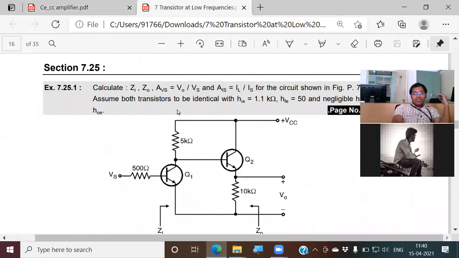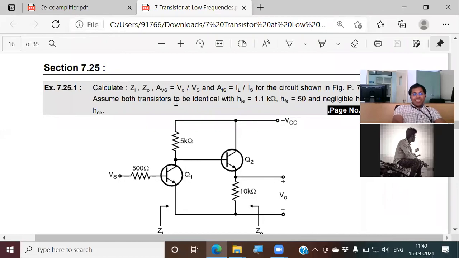Let us see what the question is asking. The question is asking ZI, input impedance or input resistance, which we completed. AVS we did. We said Z0 we will do at the last. So let us do AIS. AIS is IL by IS, output current by source current. Let us quickly see the derivation for this circuit.